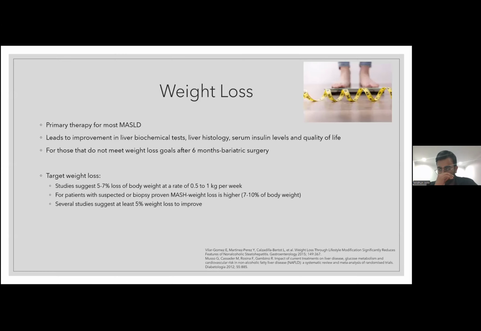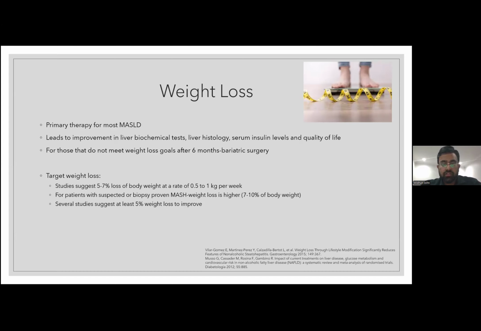So weight loss essentially is our primary therapy for these patients with MASLD, and in most times it helps quite a lot. There's significant improvement in liver biochemical tests, your liver histology, as well as your insulin and quality of life. For those who don't meet the goals within 6 months, we can consider things like bariatric surgery, which I'll be discussing a bit later on.